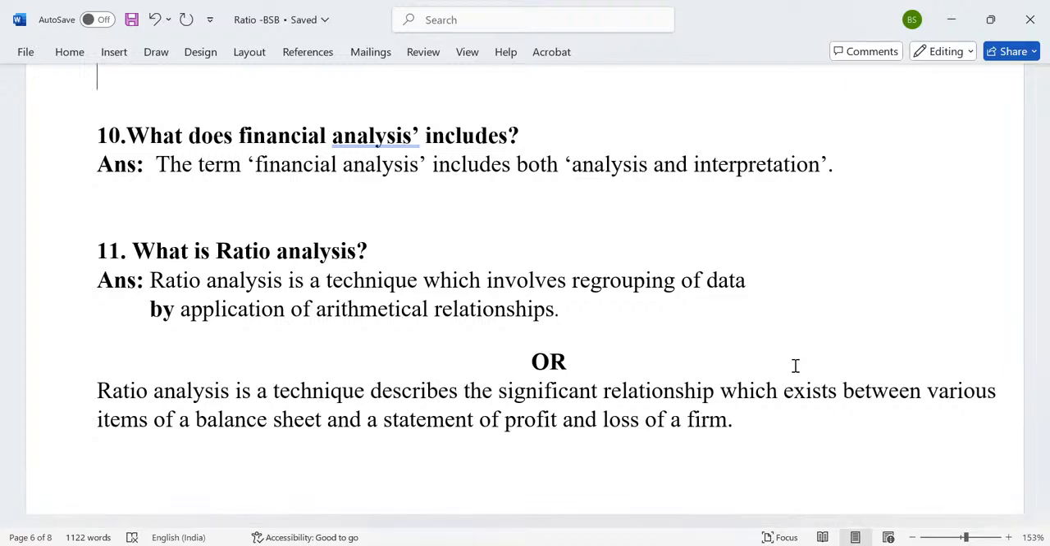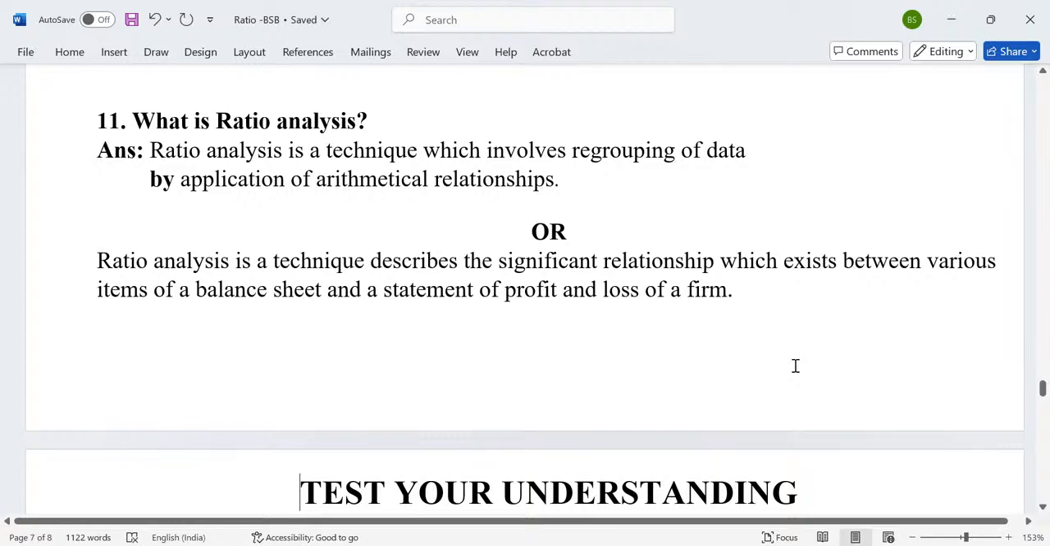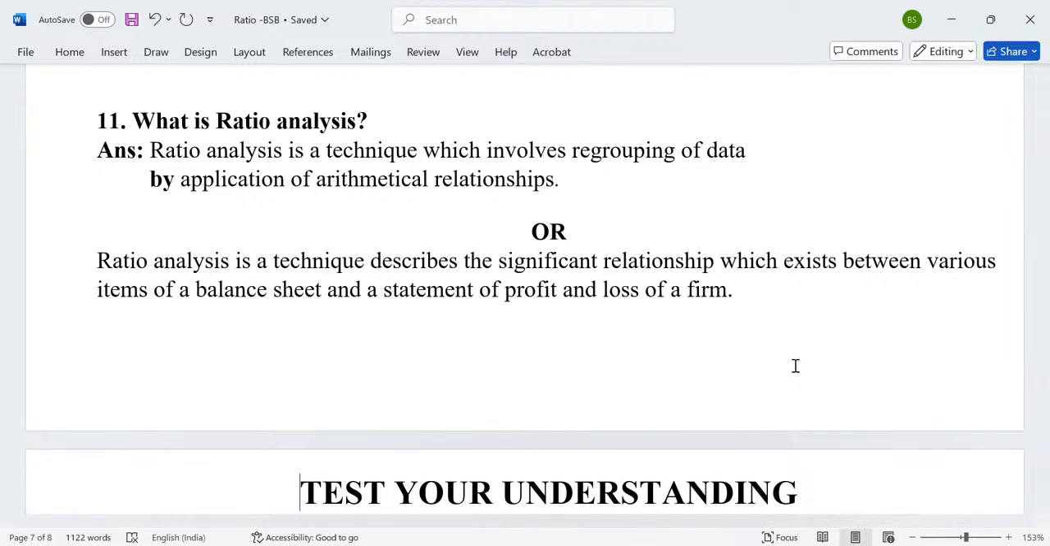The term financial analysis includes both analysis and interpretation. I told you analysis means simplification of financial data. Interpretation means explaining the meaning and significance of the data. What is ratio analysis? What is ratio is different, what is analysis is different.